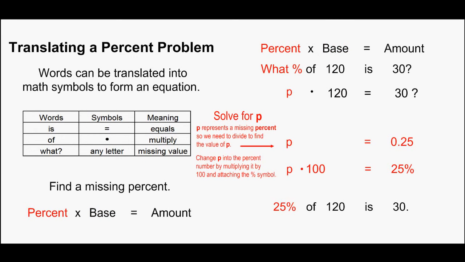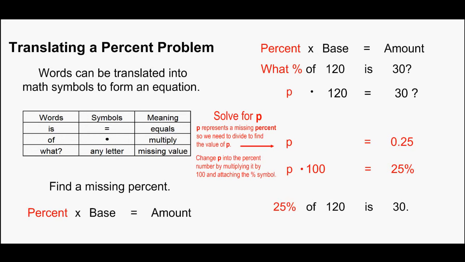Now, let's use translation to find a missing percent. What percent of 120 is 30? What percent will be represented by the variable P. Of is multiplication, 120 is our base, is is the equal sign, and the amount is 30. Because the percent is a factor and we are missing that factor, we will use division. 30 divided by 120 equals 25 hundredths.